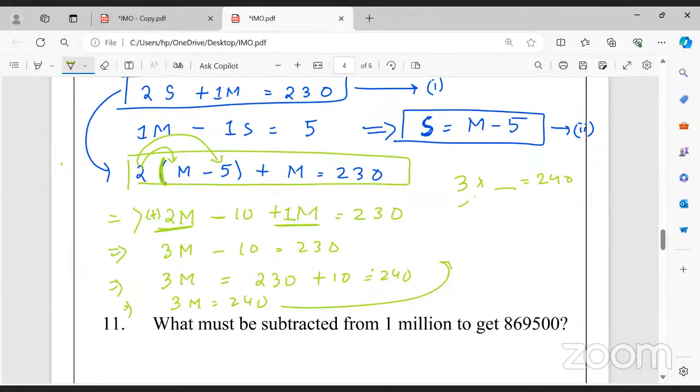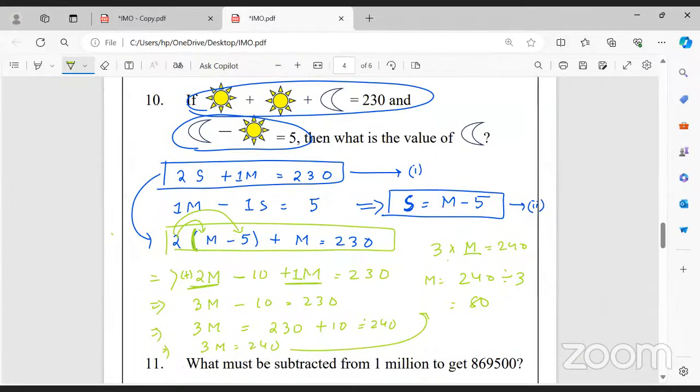What will I do here to find the value of m? Very good, Sujay. I'm going to divide. So m is equal to 240 divided by 3. And the answer is 80. Apurva, very good. There is no Mahendra Dhoni here. Okay.